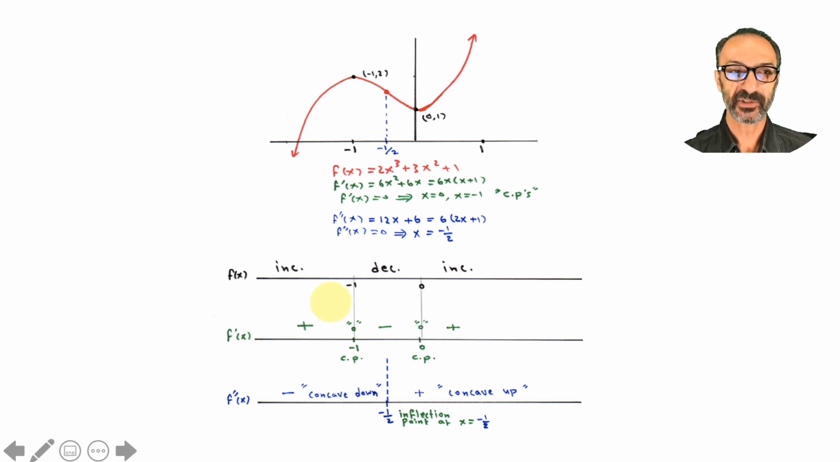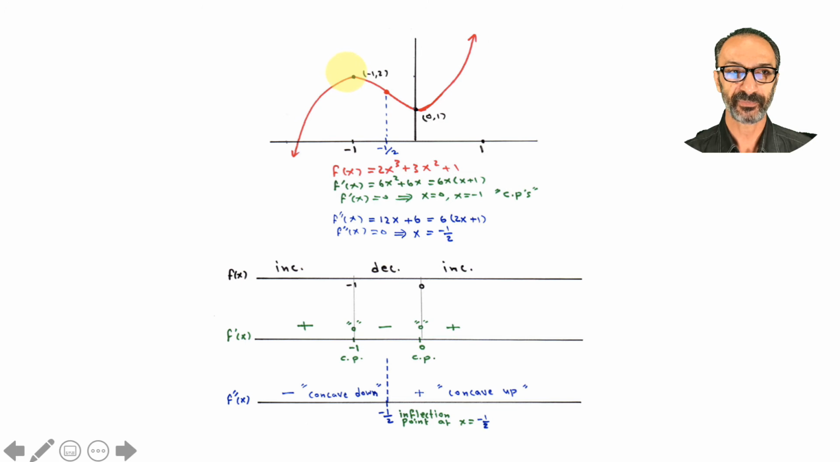Positive means increasing. I wrote it up here. My function is increasing. Negative means decreasing. I wrote it down up here, I mean. Positive means increasing. So my function, so far, I know that it's increasing, then decreasing, then increasing. Yeah, it looks like it.